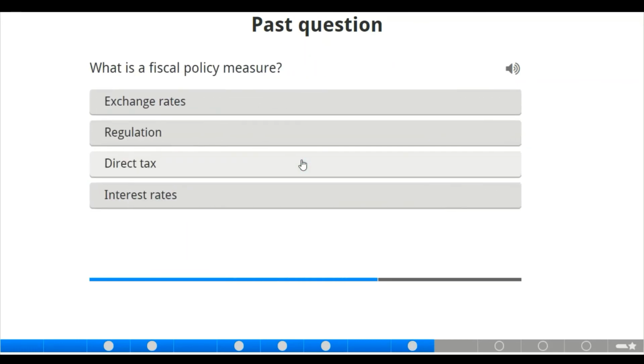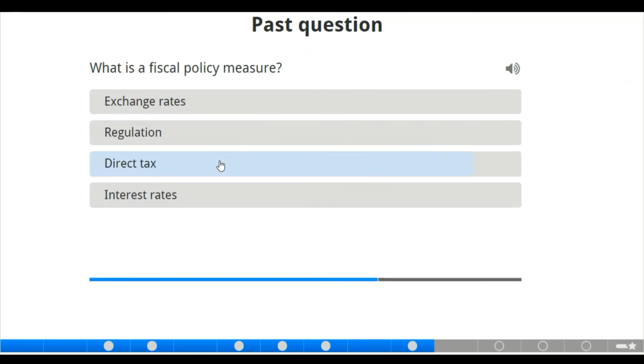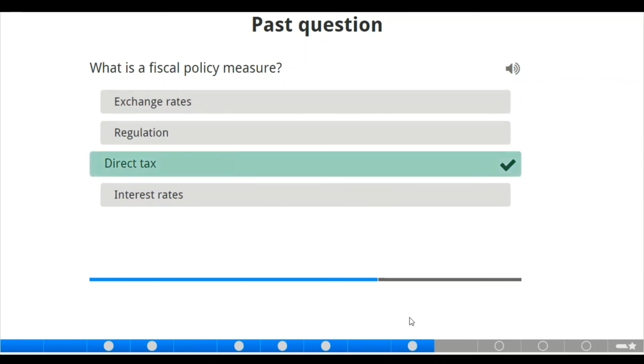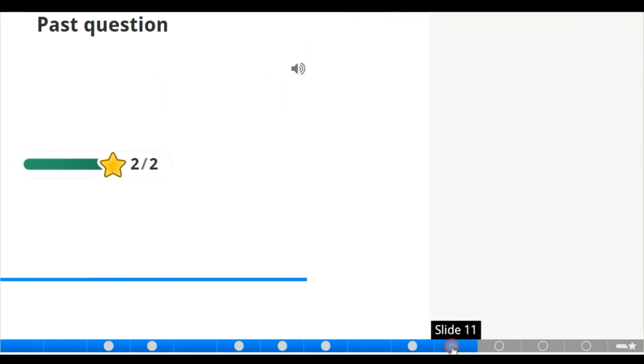The second past question is here. It also asks what a fiscal policy measure is. Here we have exchange rate, regulation, direct tax, and interest rate. Of course, our answer is direct tax. Now we move to the next slide.